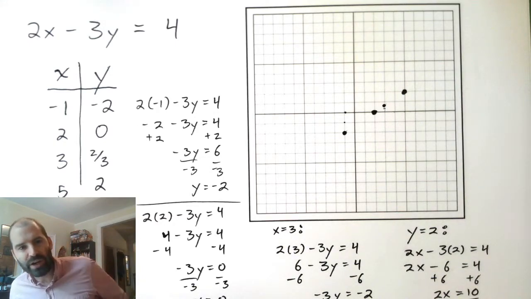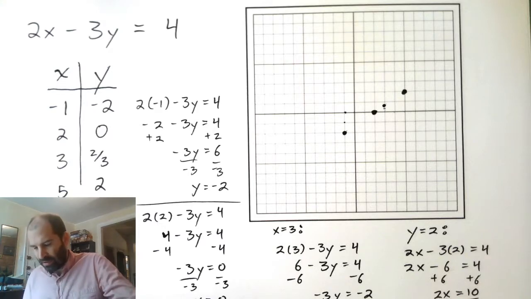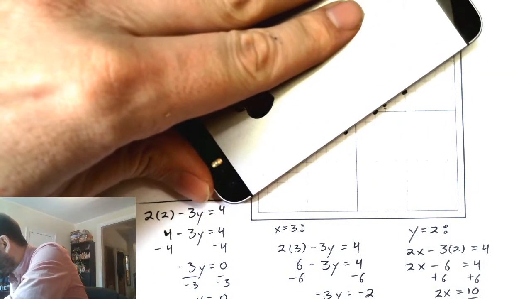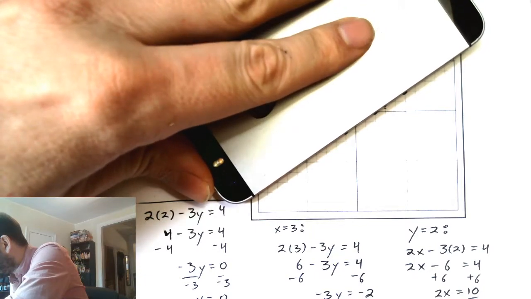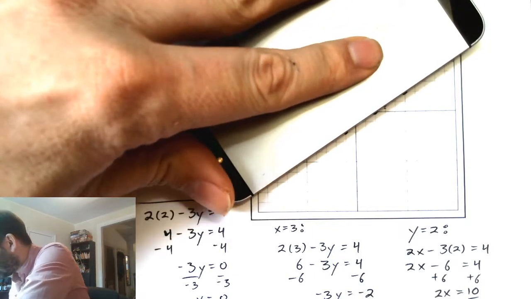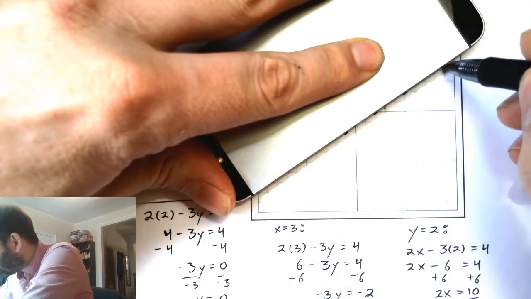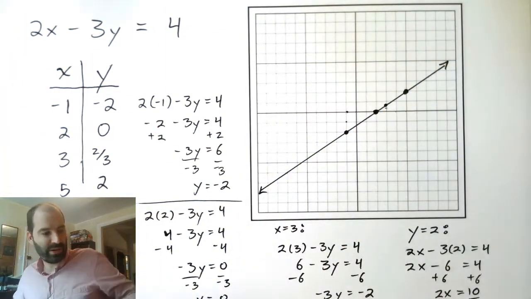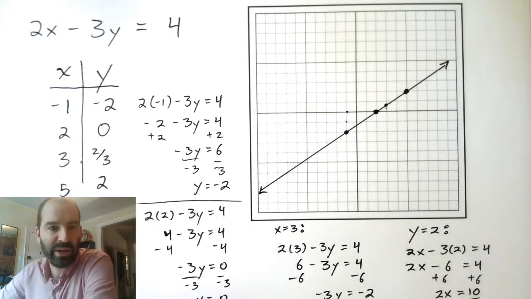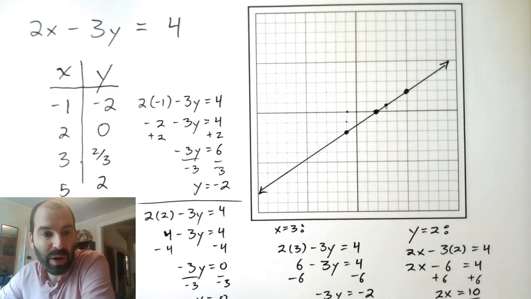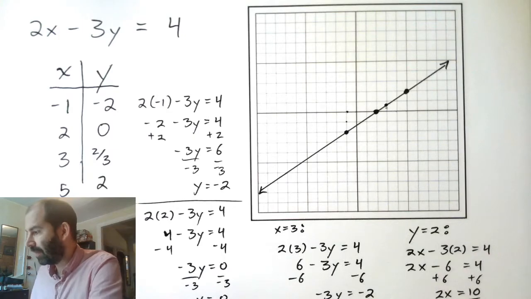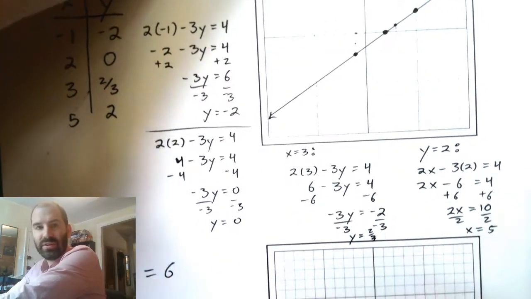Now let me get a straight edge. I'll use my phone, and we'll sketch this line. Okay, so draw a line through those dots. And that line continues in both directions indefinitely. That's what we're getting here. And now we see why we call these linear equations, right? The graph is a line. Okay, let's go down and take a look at this next one.